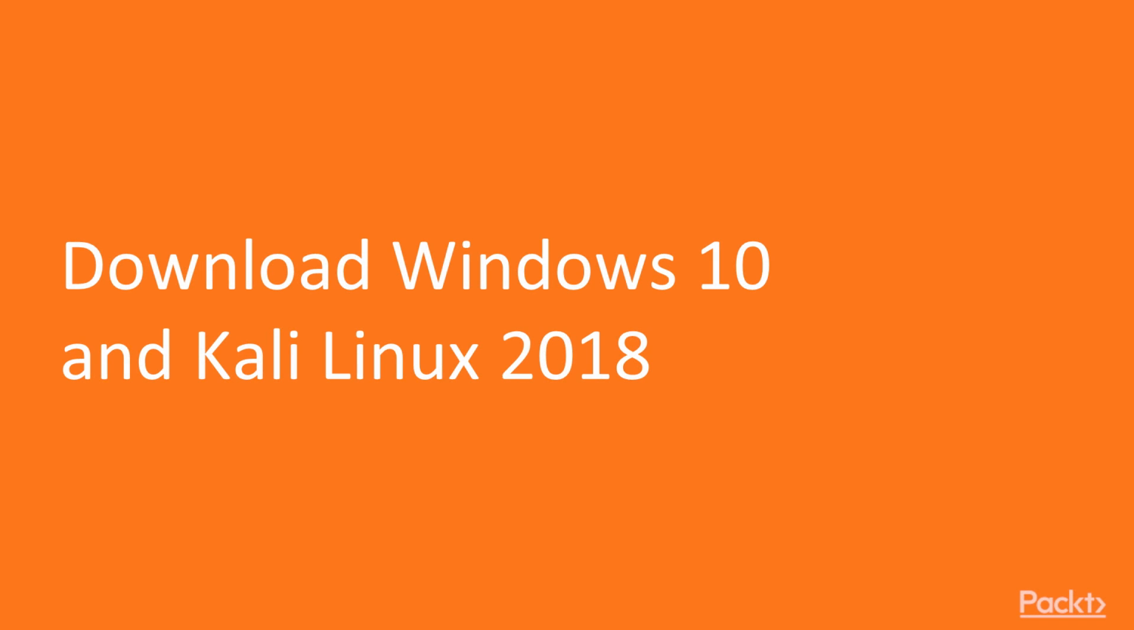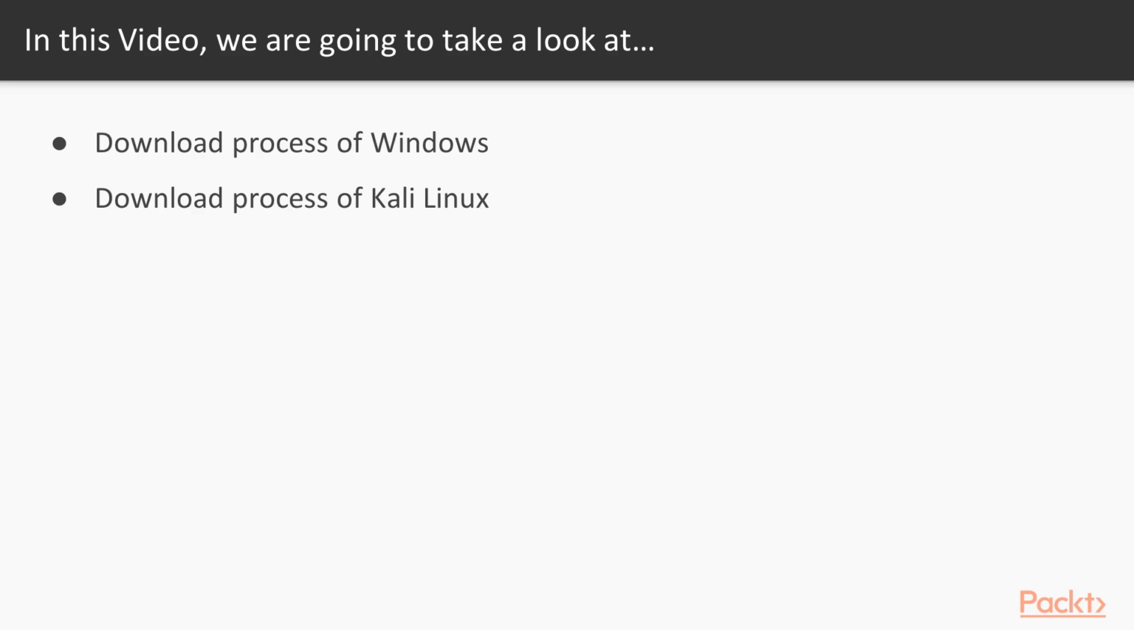Download Windows 10 and Kali Linux 2018. Now in this video we are going to take a look at a couple of points. First of all, I will show you how you can download a Windows 10 machine, and then later I will show you how you can download the Kali Linux ISO inside your operating system. So let's start with the Windows 10 ISO, and how we can download a Windows machine from the Microsoft website.